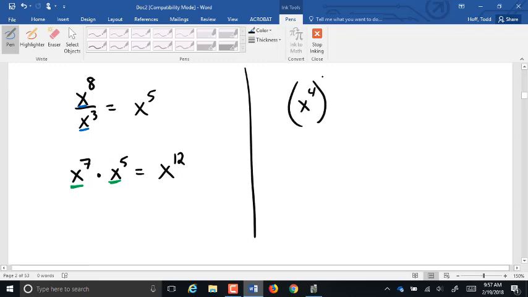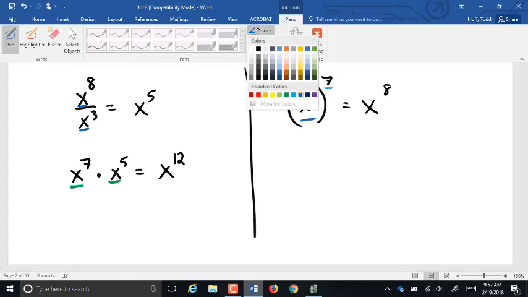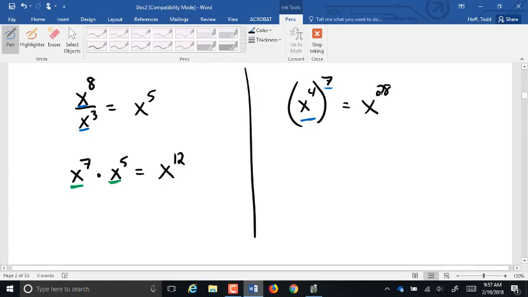If I have x to the 4th to the power of 7, I get x to the 28th. Very good. When I have an exponent and I take it to another power, I multiply the powers. 4 times 7 makes 28. Let's explore that one just a little bit more.